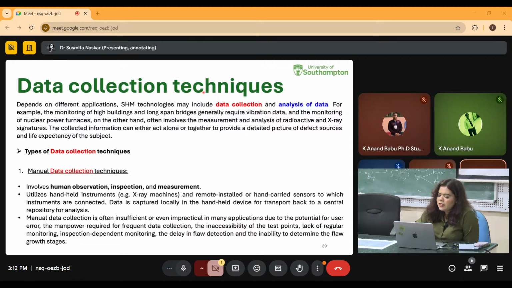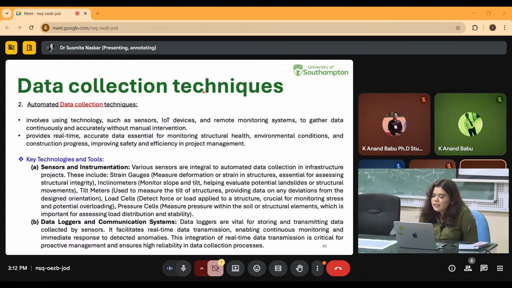So this is the very beginning of the way that we started collecting data manually. And now we move from manual data collection to automated data collection techniques. As we saw in the previous lecture, automated techniques generally use sensors like IoT and remote monitoring systems to collect data continuously and accurately. In that case, we may not need human intervention during collection. For analysis we do need it, but the collection process can run without human intervention, right?